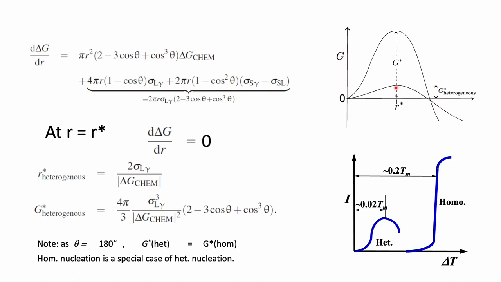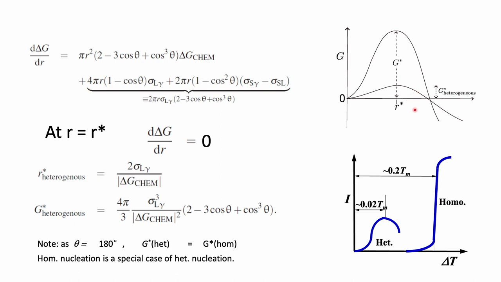Clearly, this value links with zero slope in terms of the G change with R. That's why we can write d delta G over dr, then at the R equals R star position, the slope is zero in mathematics. Based on this condition, we can do further calculation. We can get what the R star and the G star are in terms of the heterogeneous nucleation model.